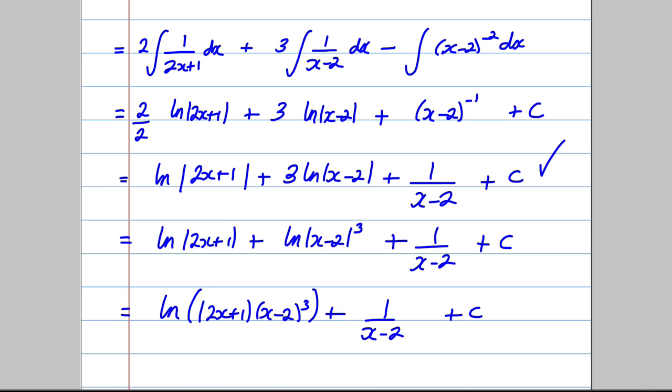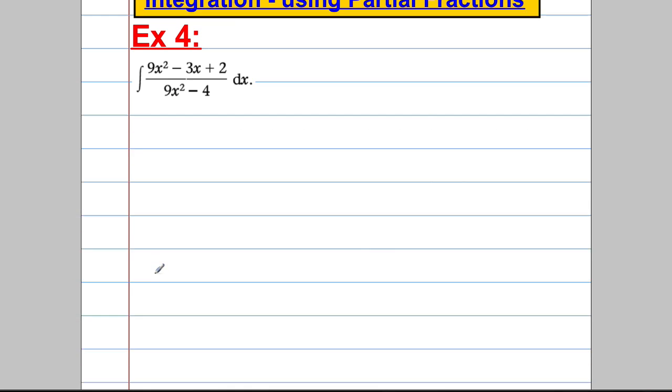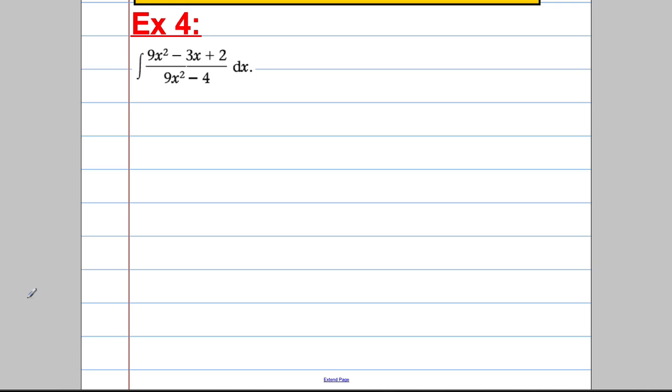Okay, so I've done that example as well. Last example, is it the last example? No, there's 2 more examples I'm going to do.